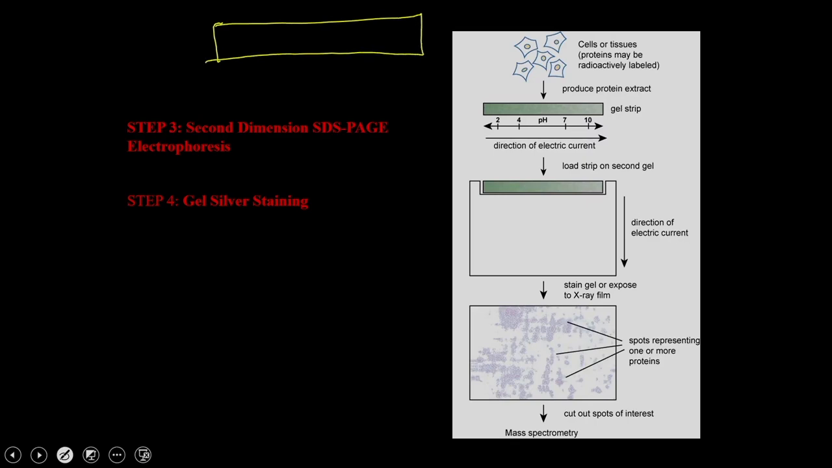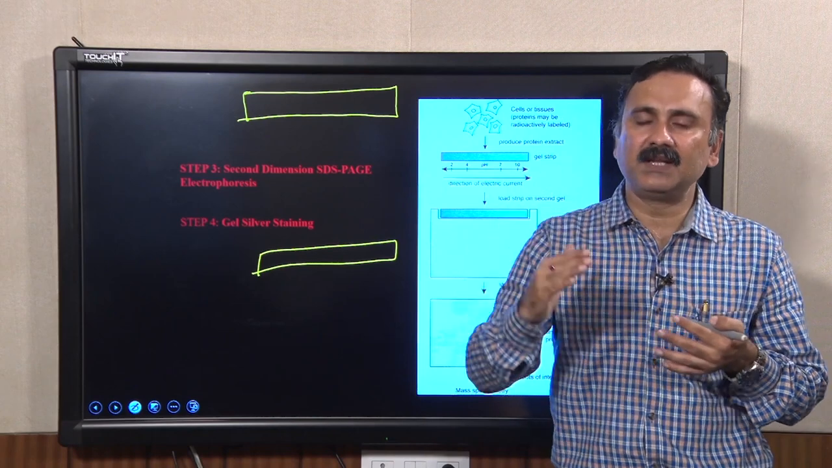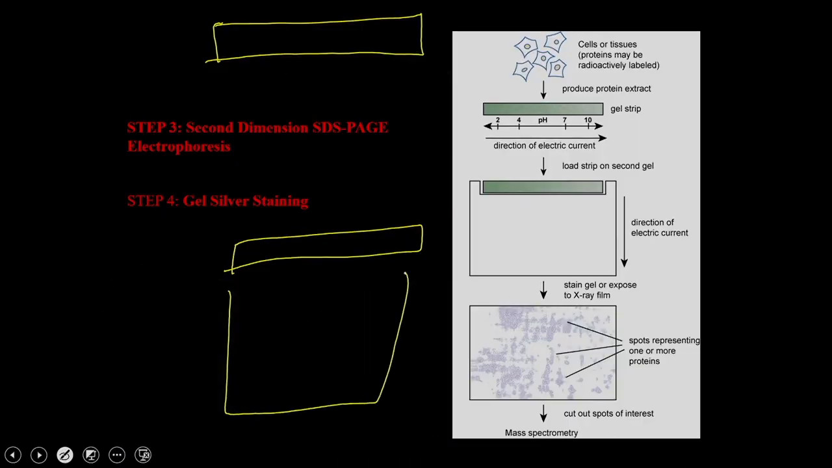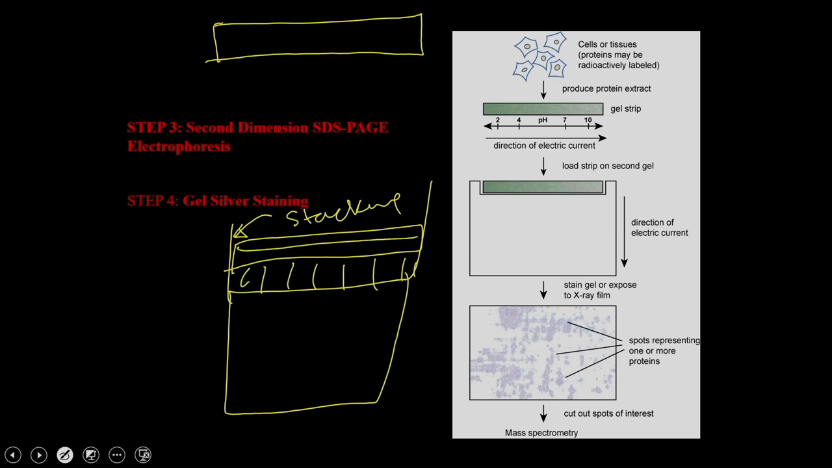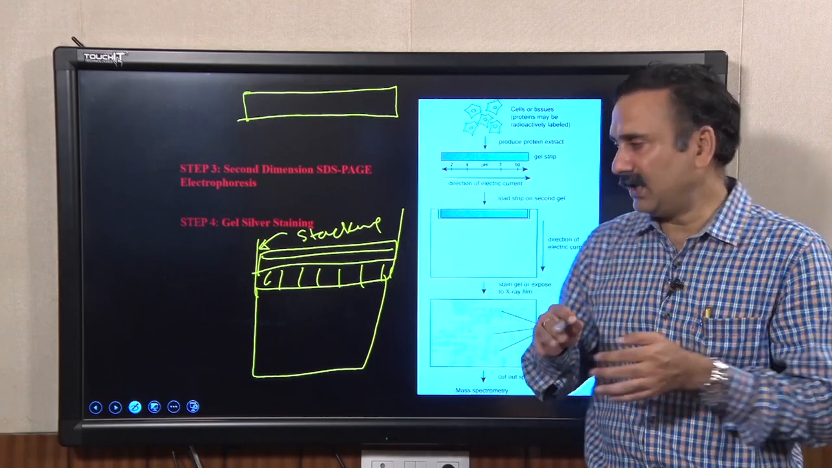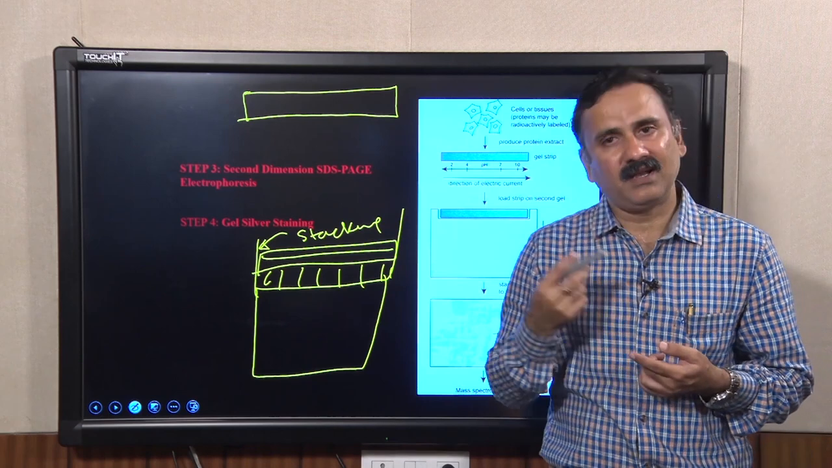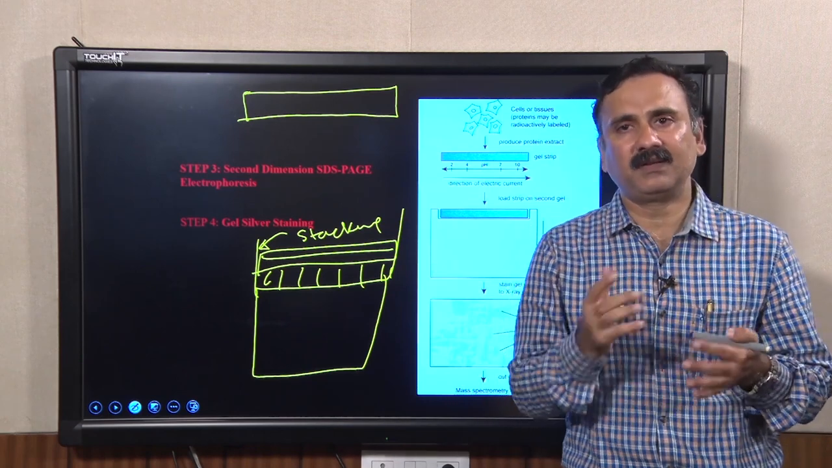Okay, and then what you have to do is take the IPG strip and put it into the acrylamide solution. So you are going to first cast the resolving gel, but you don't need to cast the stacking gel. First you cast the resolving gel and you put your strip, and then you pour the stacking gel, and because of that you seal the gap between the IPG strip and the SDS-PAGE, and then it becomes one continuous gel. Then you perform the second dimension SDS-PAGE, as we discussed when we were discussing vertical gel electrophoresis.